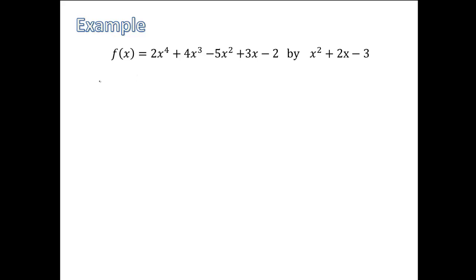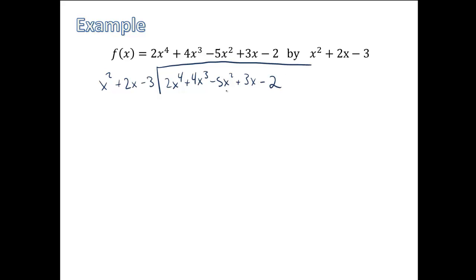So, we divide 2x to the fourth plus 4x cubed minus 5x squared plus 3x minus 2 by x squared plus 2x minus 3. All right, so let's start it out. We need to multiply this by something. We need to cancel this out. So the first thing we need, I kind of made it tight here, I'll write it up there. It looks like we need to start it out with 2x squared.